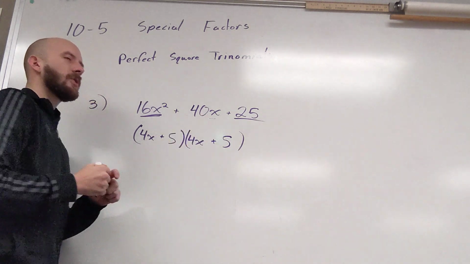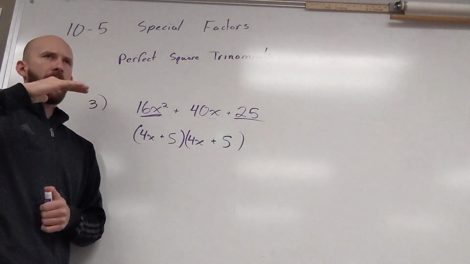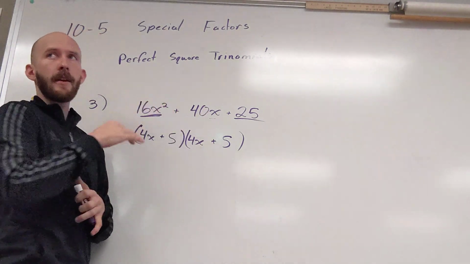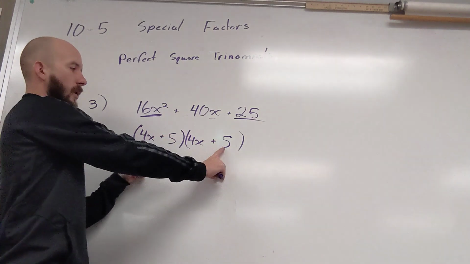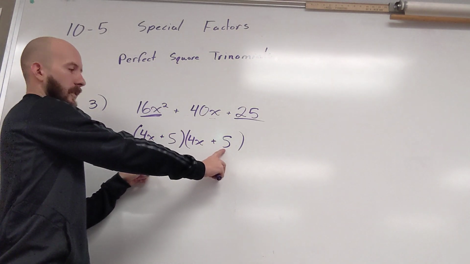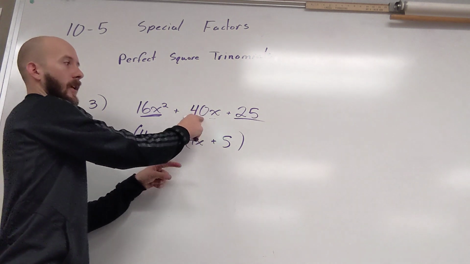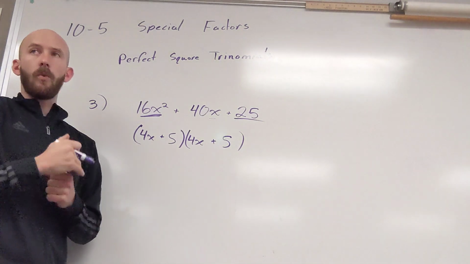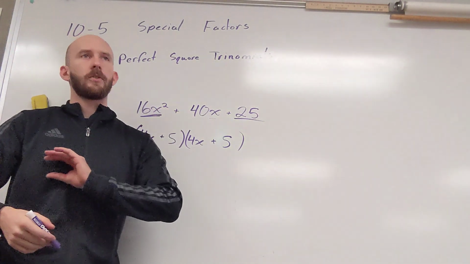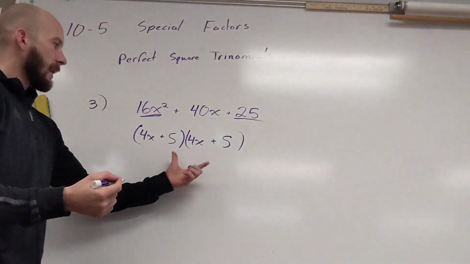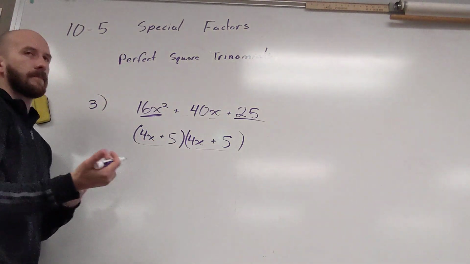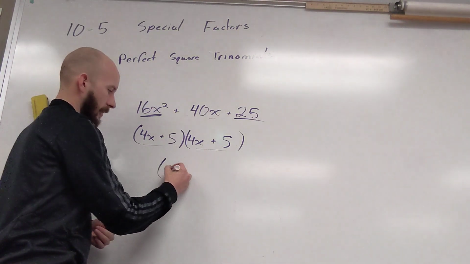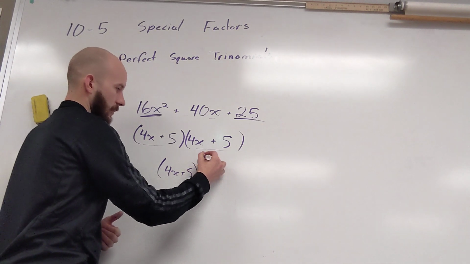And then what I want you guys to just check, just to verify that this works, because if this middle term is not exactly the right thing, it may not work. So to check, what is my outer product here? 20. Okay, and my inner product? 20. Will that add together to be that? That's what you guys need to check to make sure it works. If that does not work, then it's not a perfect square trinomial, and it's just going to be prime. It will not work. If these are the exact same, how do we write our final answer? 4x plus 5 squared. Yep, simplify it. 4x plus 5 squared.